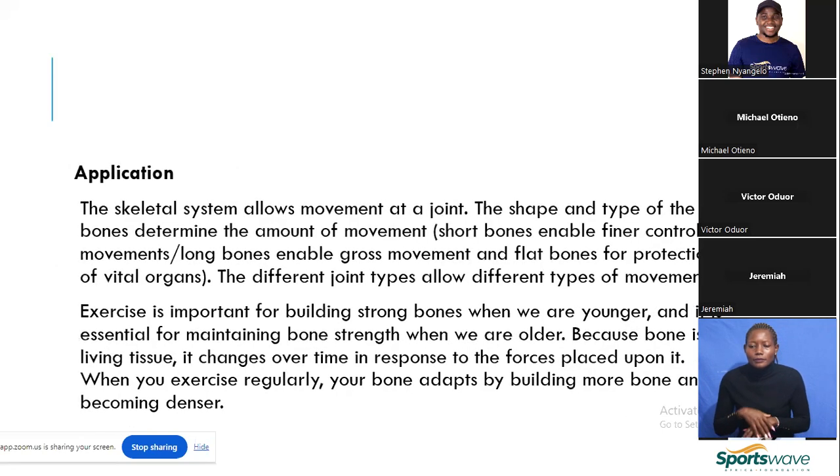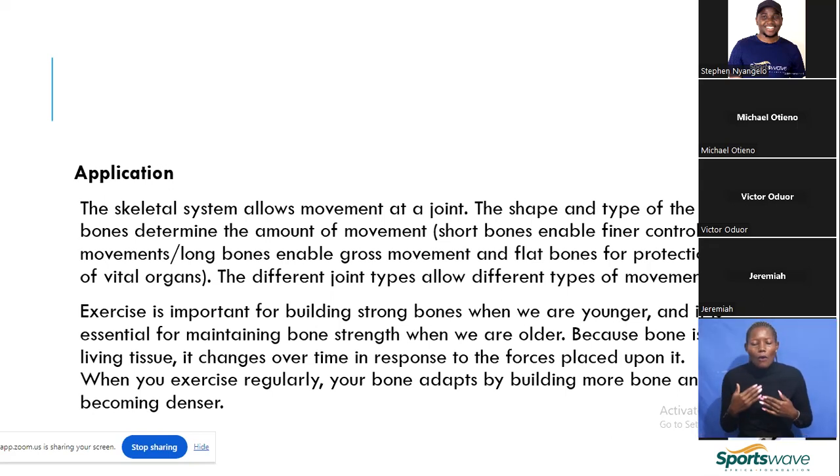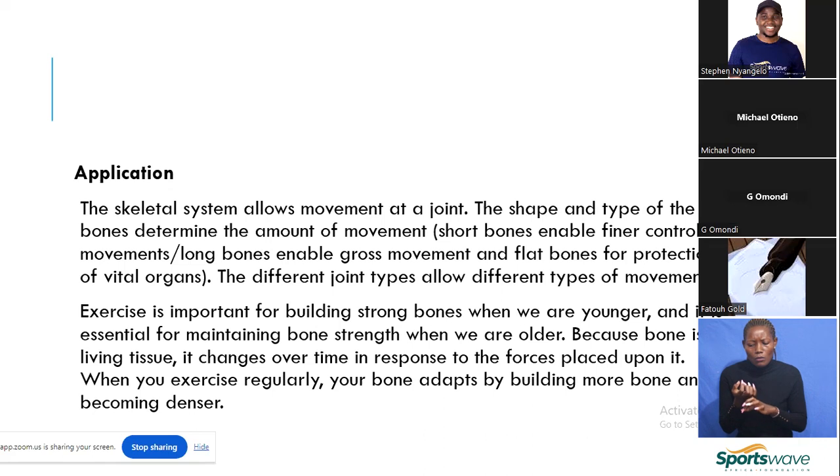Now, the application. This bit of application, I just want to emphasize a bit more on how this system helps in sports. And I've itemized particular areas there. The shape and type of bones determine the amount of movement that is required. Remember, sports is movement, and we need to really focus on that. And different types of joints allow for different types of movement. Then exercise is also important for building strong bones when we are younger, and it is essential for maintaining that bone strength when we are older.